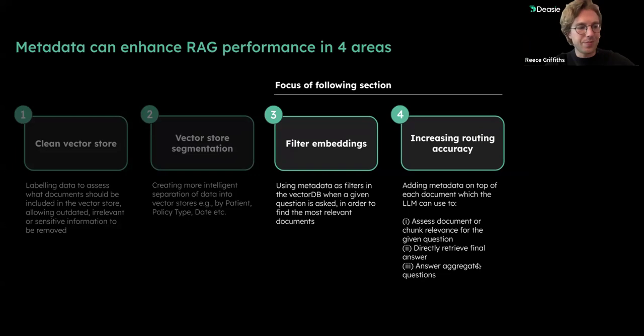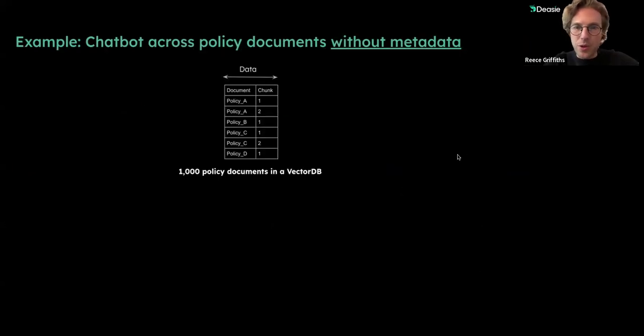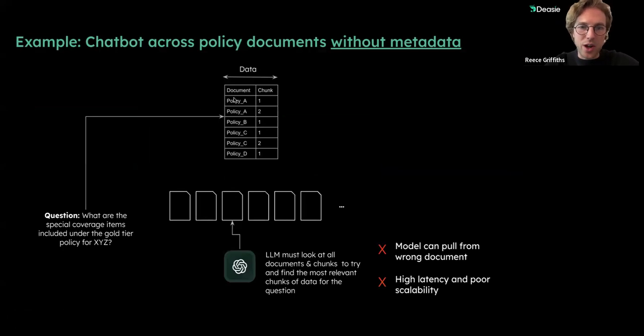To put it in very simple terms, no metadata means a question comes in and an LLM is going to potentially have to look at every chunk of information or every document and then make a judgment call on whether this is relevant for this question. And this is where you fall into issues of potentially choosing an erroneous chunk or an erroneous document for a given question.